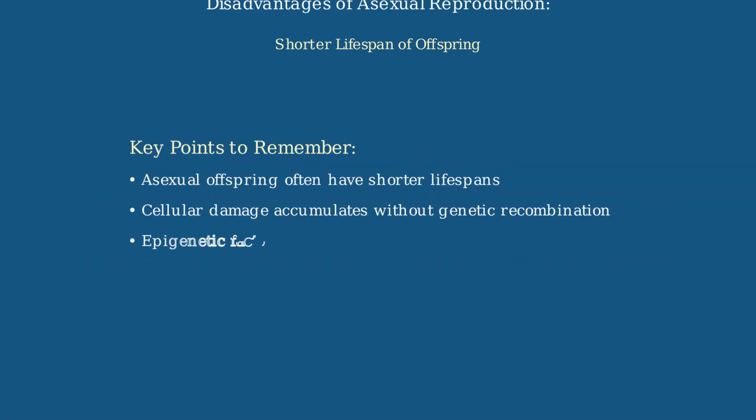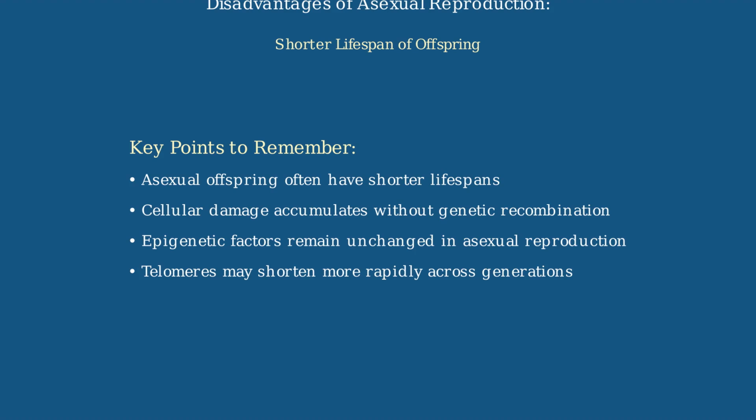To summarize, asexually produced offspring often have shorter lifespans due to accumulating cellular damage, unchanged epigenetic factors, and faster telomere shortening, highlighting one of the significant disadvantages of asexual reproduction.